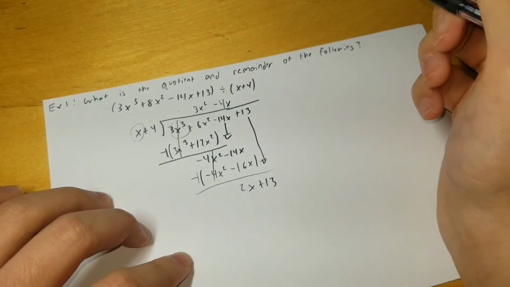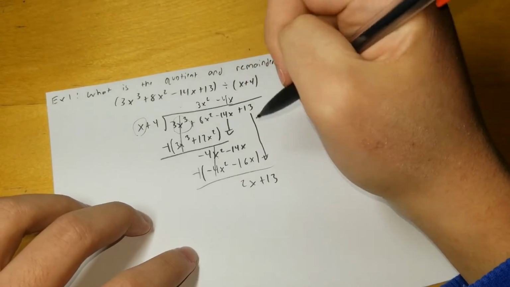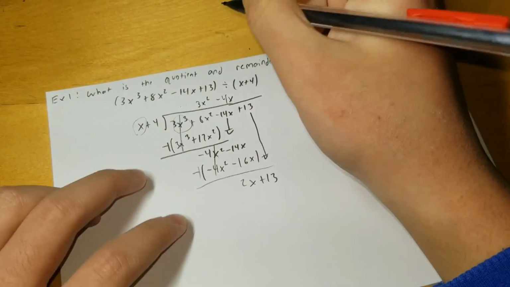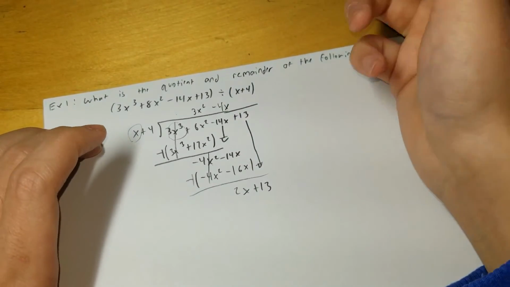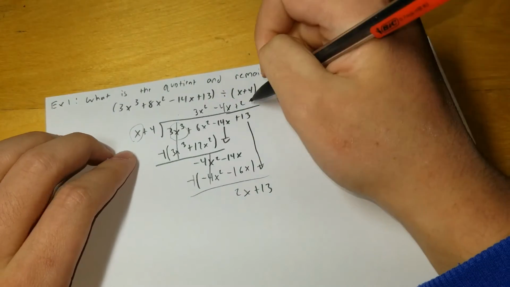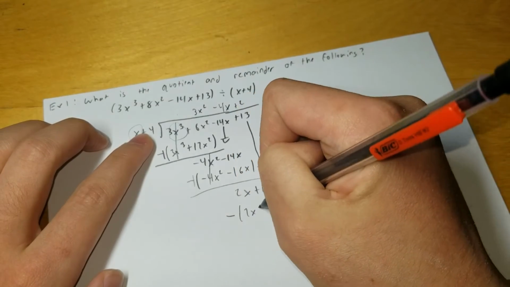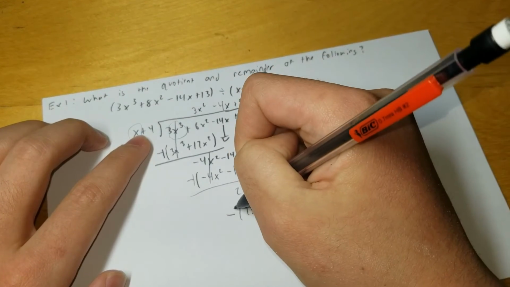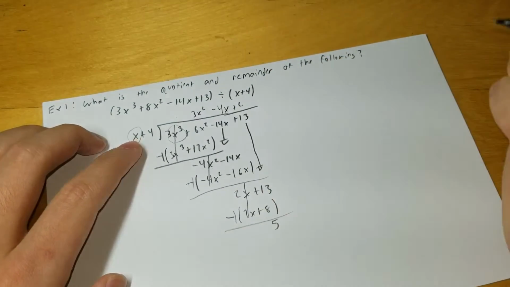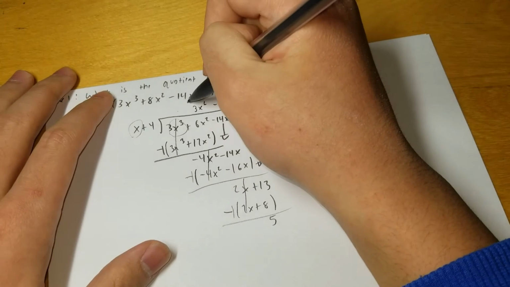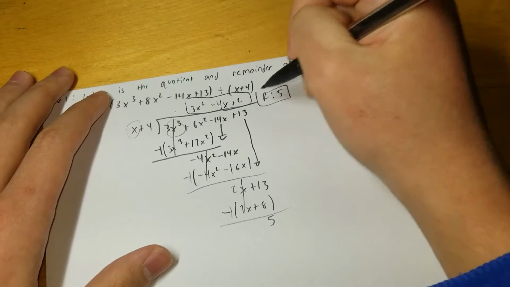And then, once again, process repeated. Getting pretty repetitious, but it's good for practice. What multiplied with x would give you 2x? It would be just 2, plus 2. Then 2 times x, 2 times 4, you would get 2x plus 8. Once again, distribute the negative 1. This would cancel out, and this would become 5. So in this case, this would be your quotient, and the remainder would be 5, the number below.